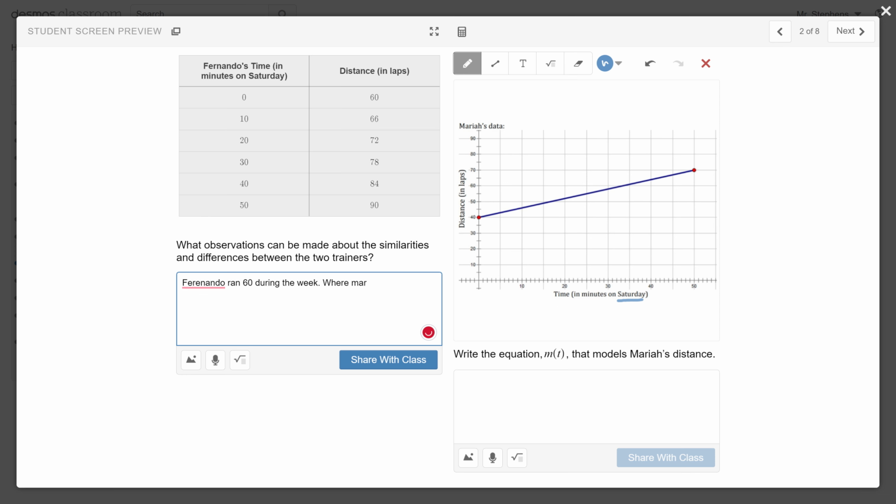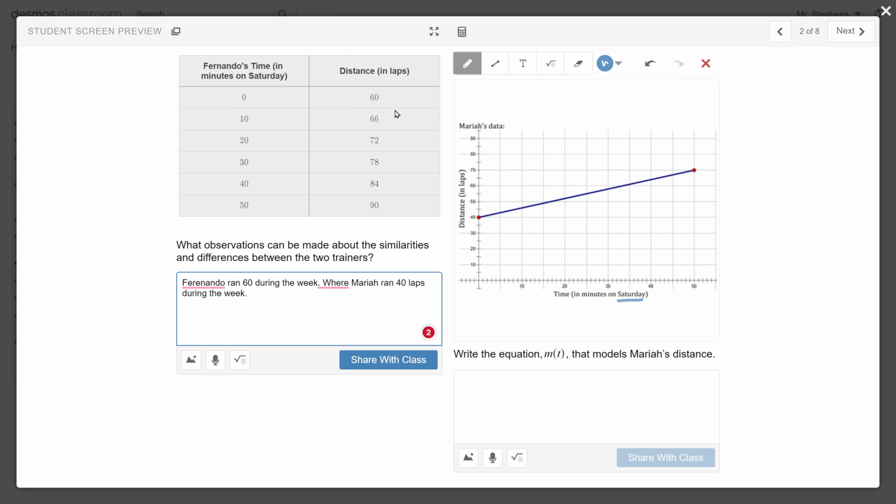Maria ran 40 laps during the week. Okay, so that's the difference between the two trainers. And then I think what we're looking at is, on Saturday, who ran faster, basically.